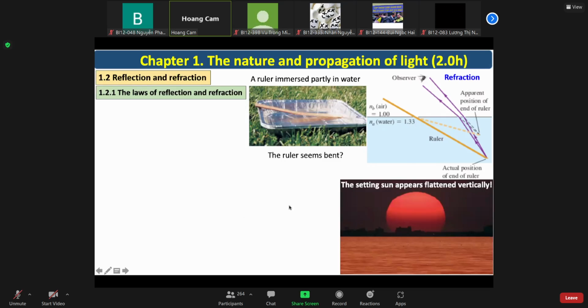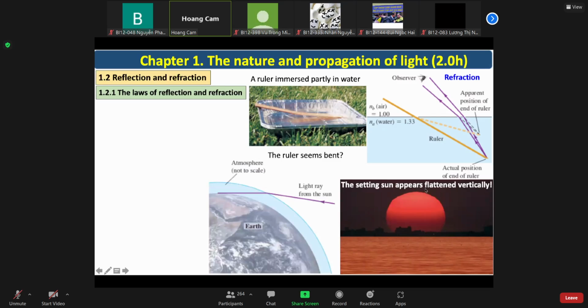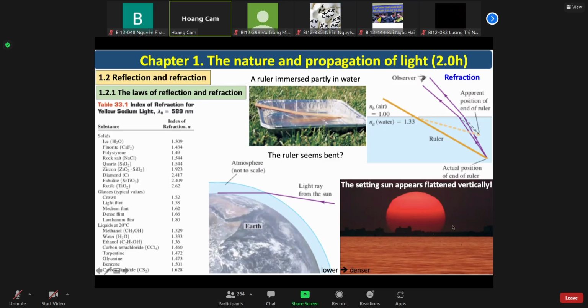Also, we can explain why the setting sun appears flattened vertically. We see the flattened shape here, and it is due to the difference of refractive index of the atmosphere at different locations. Lower means denser, and farther means less optically dense, so we have a smaller refractive index. That's why, due to the refraction, we observe the sun with this type of shape, while straight, right?